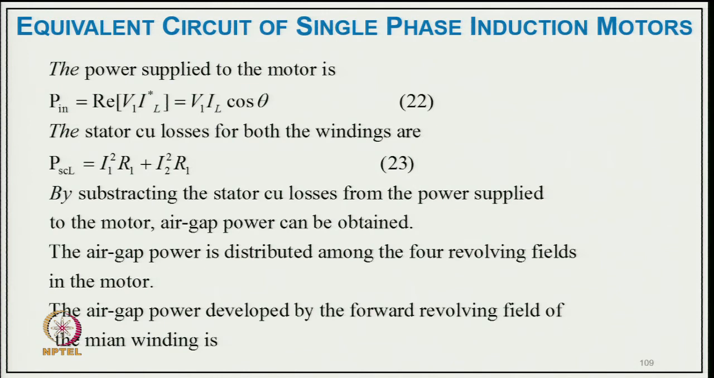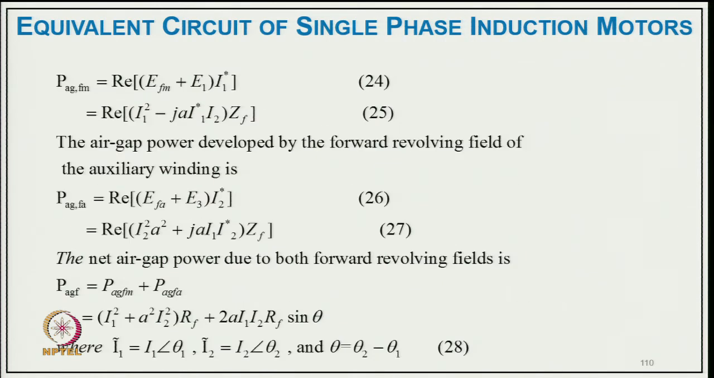And by subtracting the stator copper losses from the power supplied to the motor, the air gap power can be obtained. The air gap power is distributed among the four revolving fields. The air gap power developed by the forward revolving field in the main winding is PAG FM equal to real of (EFM plus E1) I1 conjugate, and that is real of (I1 square minus j I1 conjugate I2) into ZF. The air gap power developed by the forward revolving field in the auxiliary winding, PAG FA, equal to real of (EFA plus E3) I2 conjugate, that is real of I2 square A square plus j I1 I2 conjugate into ZF.